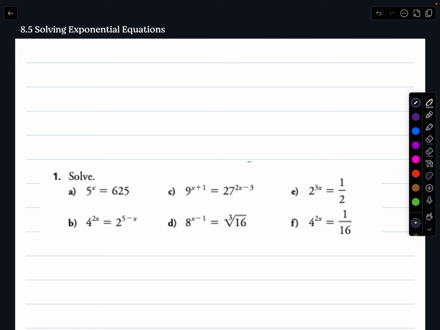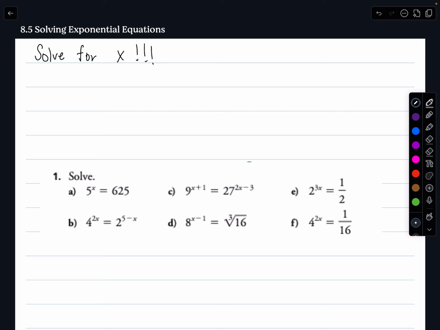So this lesson, guys, we're talking about solving exponential equations, okay? Now, the whole point of doing these is to solve for x. That's what we're doing. When we're solving equations, we're solving for x.